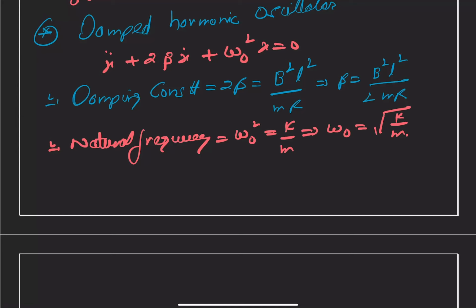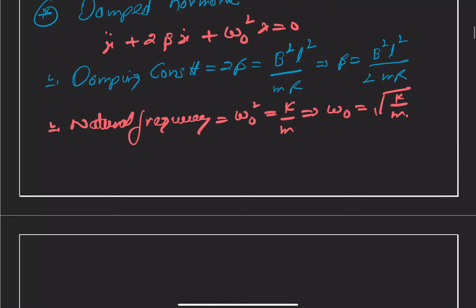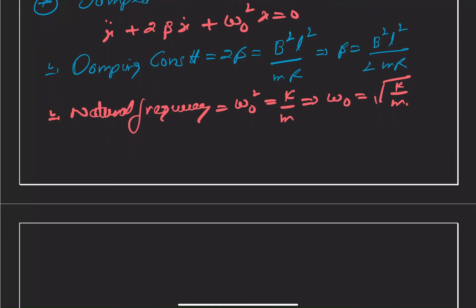Now we substitute the values. First of all, we can find out our omega naught. Omega naught will be equal to square root of k is given as 0.5, spring constant mass is given as 0.05, and this comes close to as 3.162 radian per seconds.